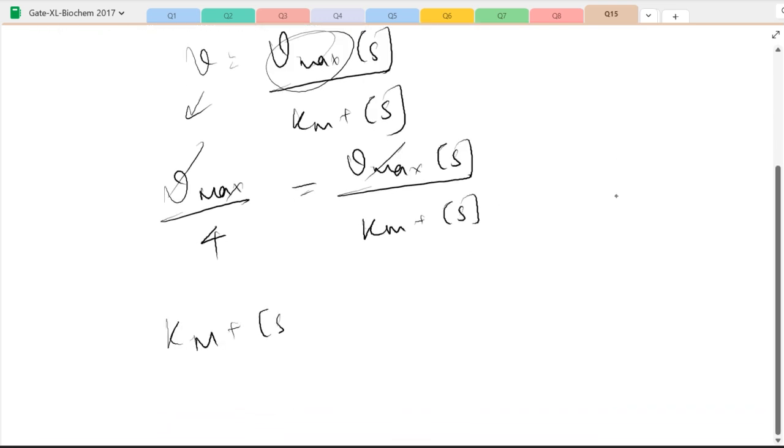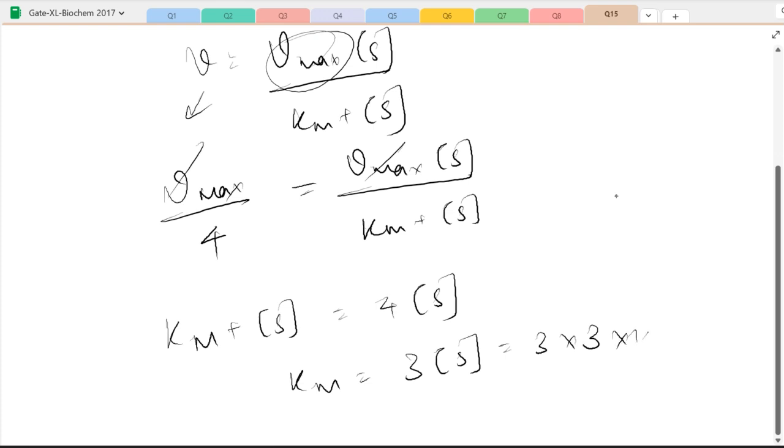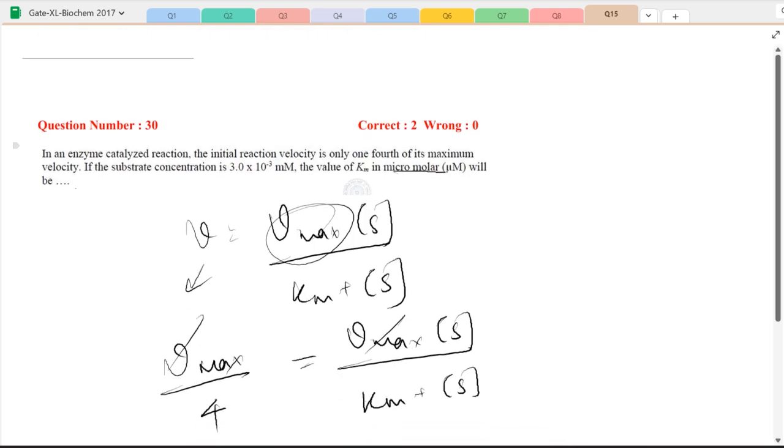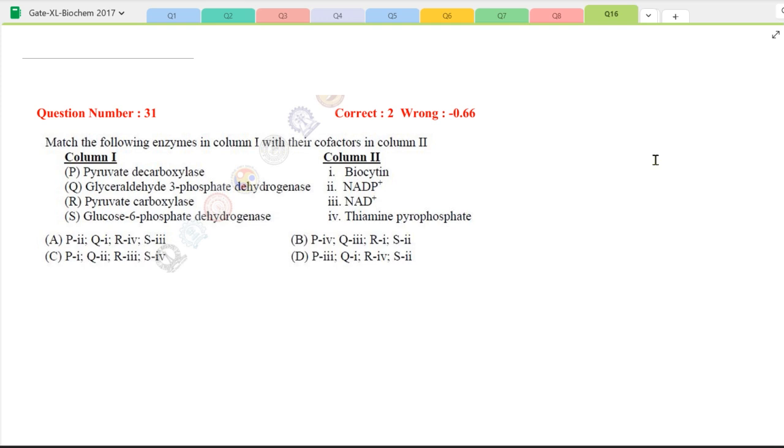So here you get Km plus S equal to 4 times substrate concentration. So Km will be equal to 3 times substrate concentration, which is 3 into 10 power minus 3 millimolar, which is 9 into 10 power minus 3 millimolar, which is 9 micromolar, because 1 millimolar is 10 power 3 micromolar. So here you have the correct answer to be 9, because they have asked the answer in micromolar. Very simple. Moving on to the next question.